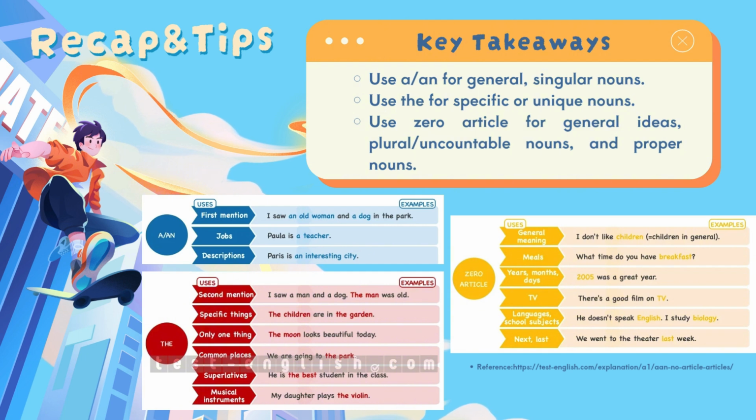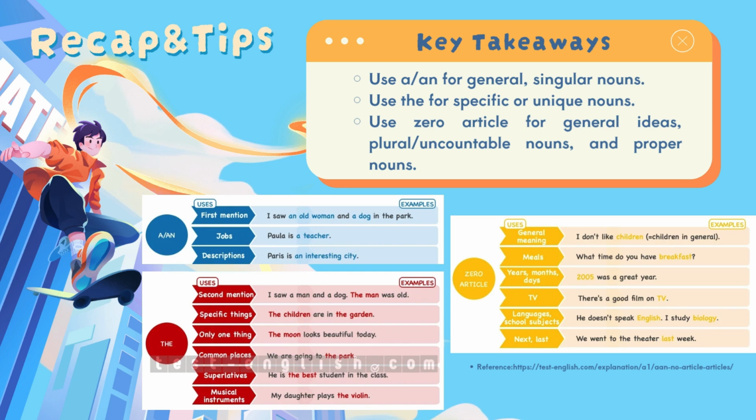We use the when there's only one of something. Also, we use the with places in a town where we commonly go: the park, the cinema, the doctor, etc. We use the before the United States, the United Kingdom. We use the before superlative adjectives. We use the before names of musical instruments.